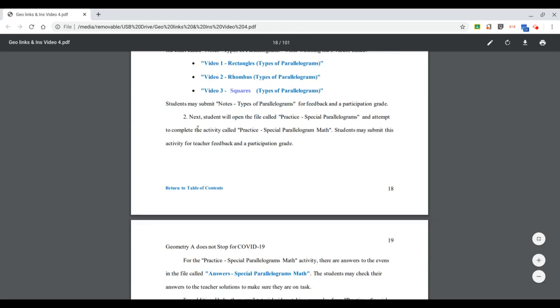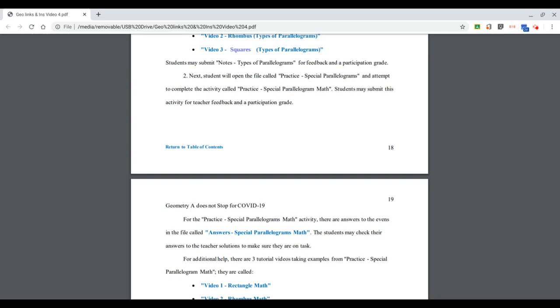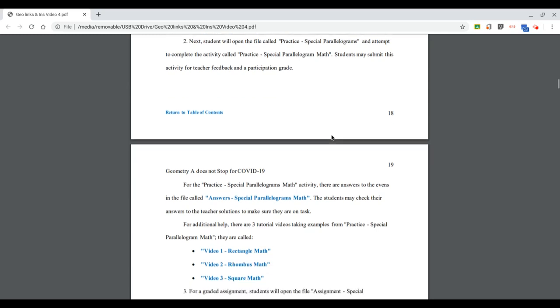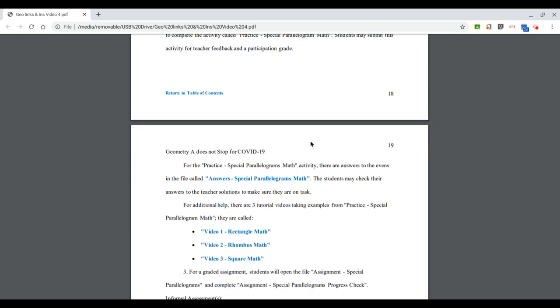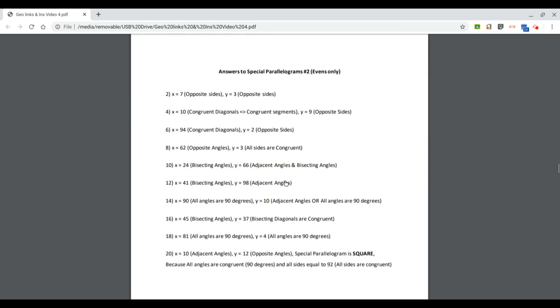So when they are done with the notes section, and of course they can submit the notes for student engagement, then the students will open up a file called Practice Special Parallelograms, and in there is an activity called Practice Special Parallelogram Math. And this is also allowed for participation grade. This time, however, instead of putting the answers on the sheet with it, I provided the answers on a separate sheet. This way, the students could follow along if they're printing them out, for example, side by side, or looking at them in 2 different windows side by side.